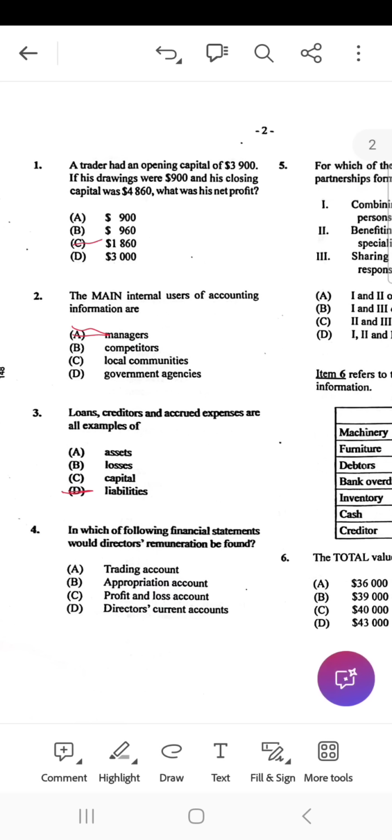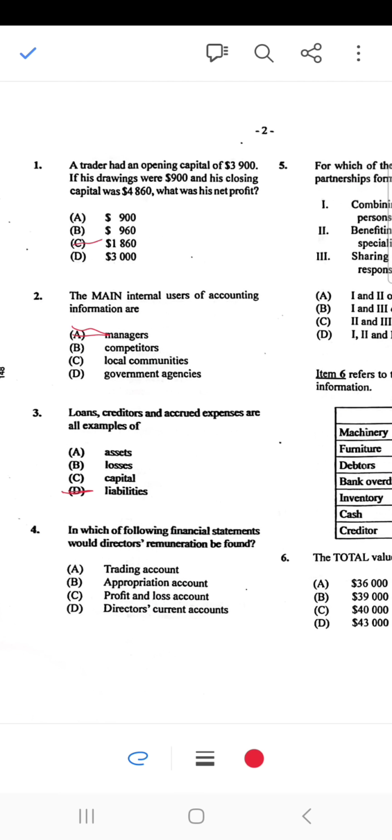Number 4. In which of the following financial statements would directors' remuneration be found? Think of directors' remuneration as a big word for salary, and it's an expense which will be found in the profit and loss account.